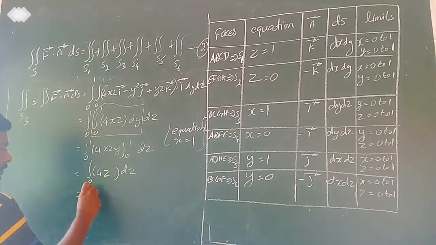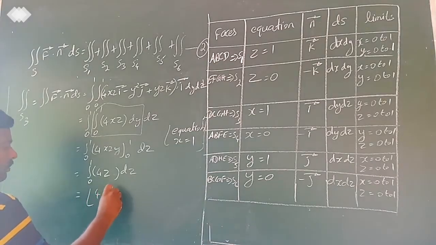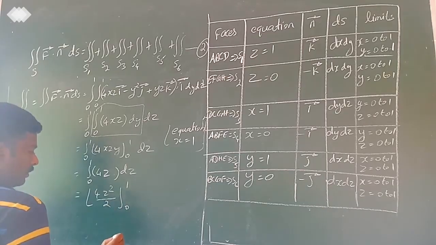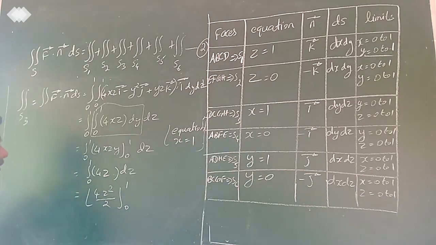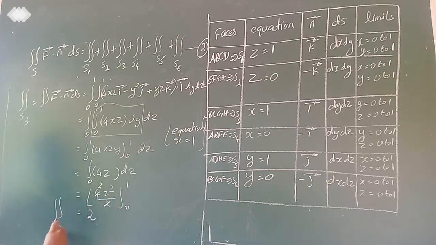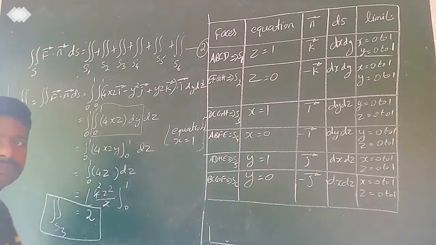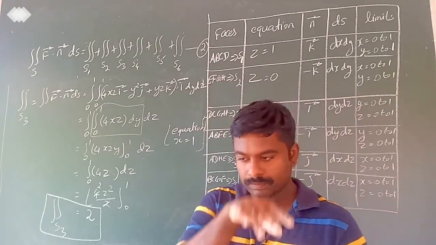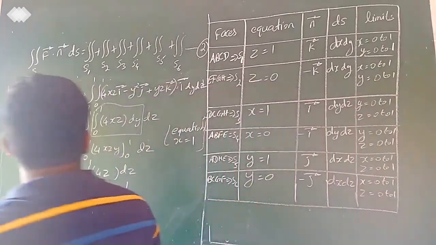Here we get the integral with respect to z, therefore 4z squared by 2, from 0 to 1. So here the 4 and 2 cancel, and with upper limit equal to 1, this answer will become 2. That is, the double integral over S3 equals 2. And next one, the double integral over S4.